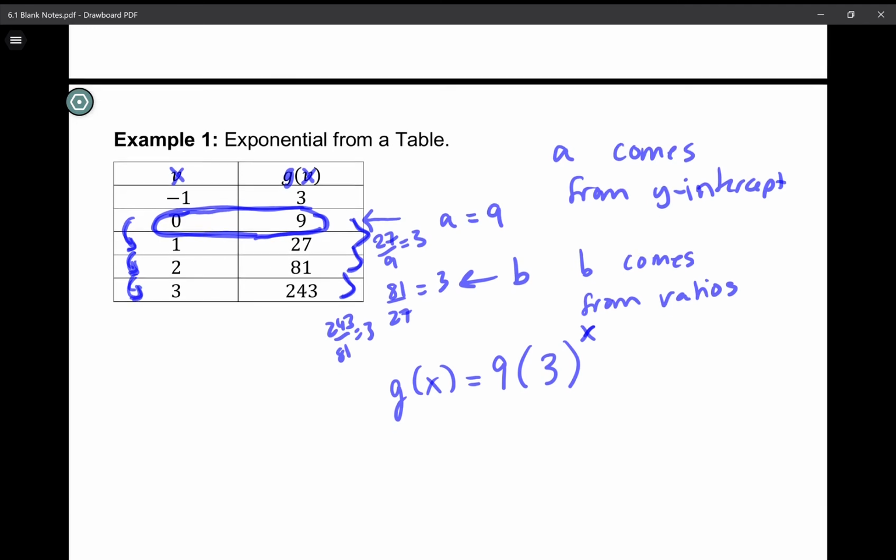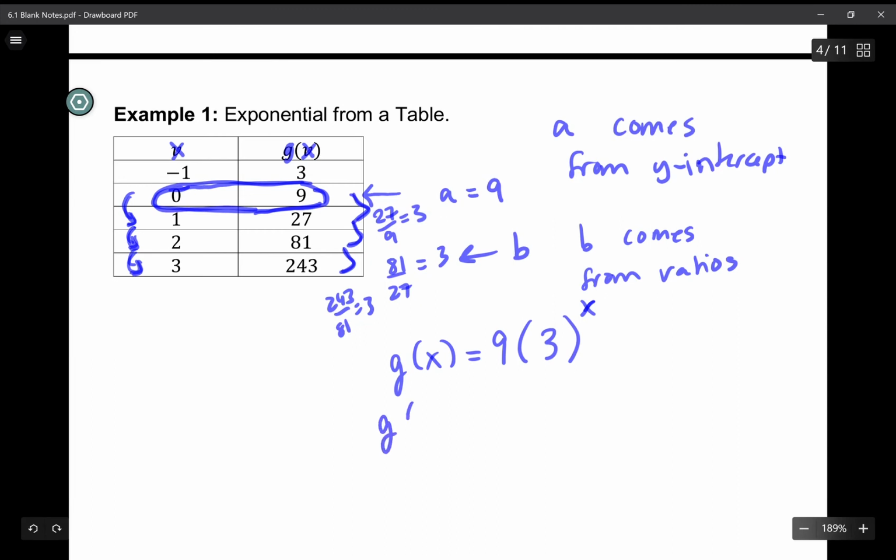So we can actually check that. Let's check that for g of 3. We know that should be 243, equals 9 times 3 cubed. Well, 3 cubed is 27. So 9 times 27 is 243, because it's 3, carry the 6, 18, yeah, 243. So check. We check that value.